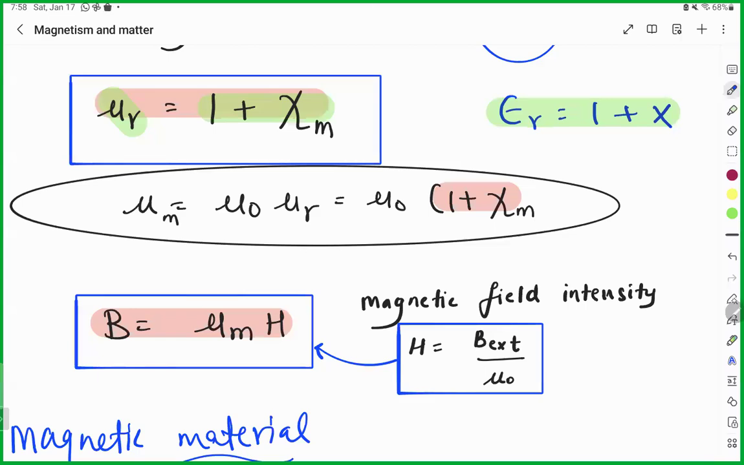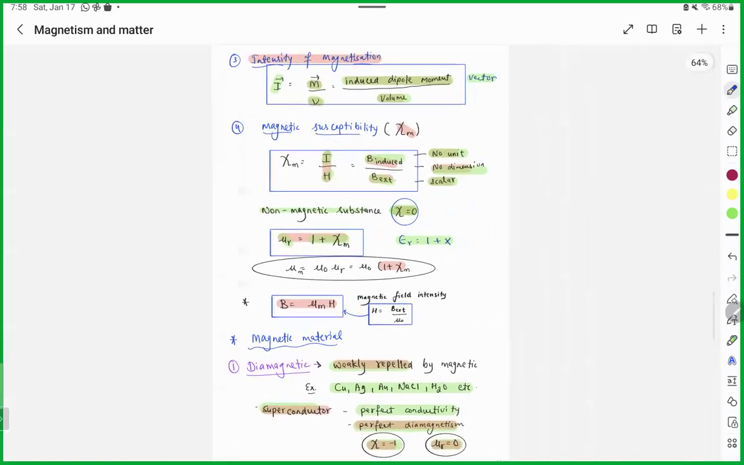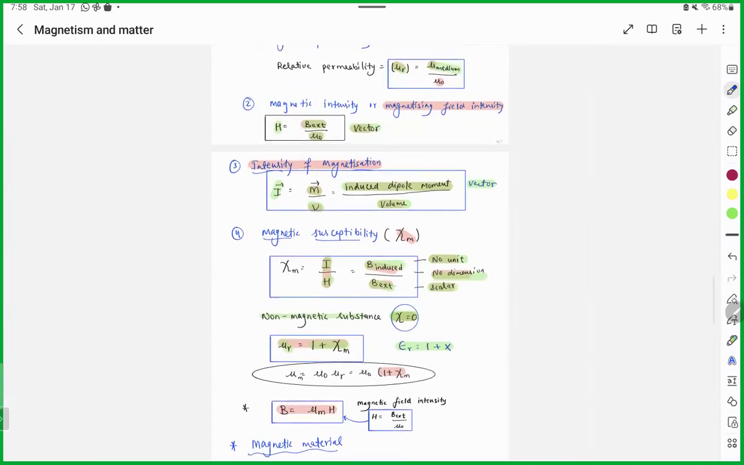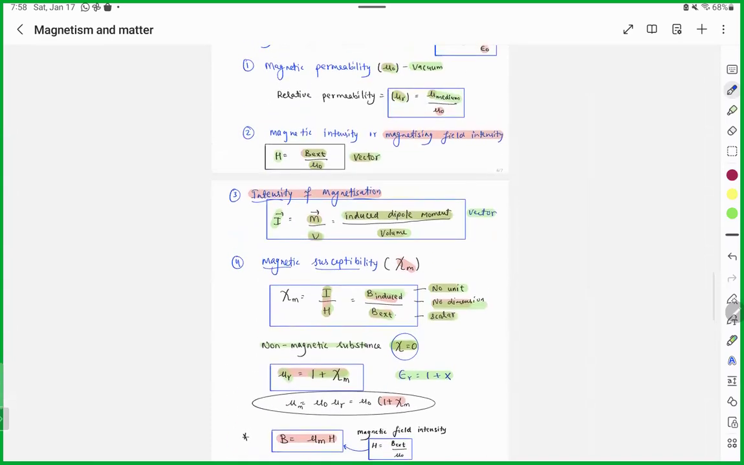The revision. NEET is not about learning a lot. It is about revising a lot. Any doubt from this topic? Observe it carefully. See this again and ask your question.